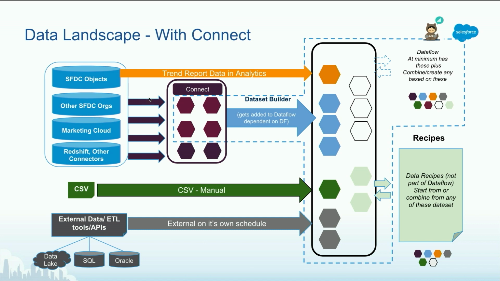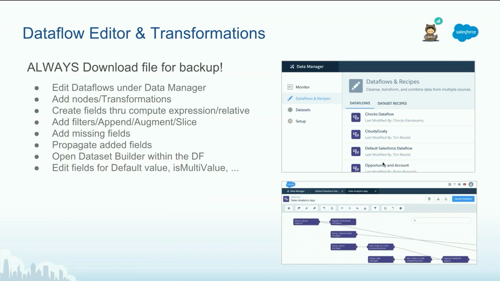One more reminder, as you can see, we have the sync here. This is scheduled. You have the data flow, another schedule, and you have the recipes, another schedule. Keep that in mind as you schedule all these together. So the data flow editor has more transformations. If you look under Data Manager, you are going to see the tab Data Flows and Recipes. You are going to see all the data flows listed here.